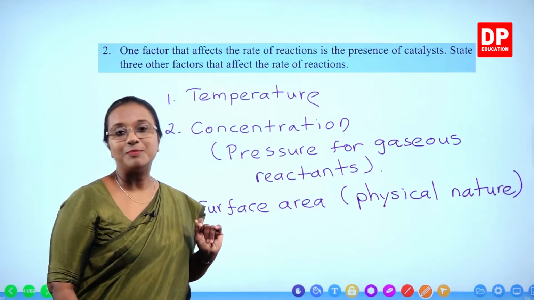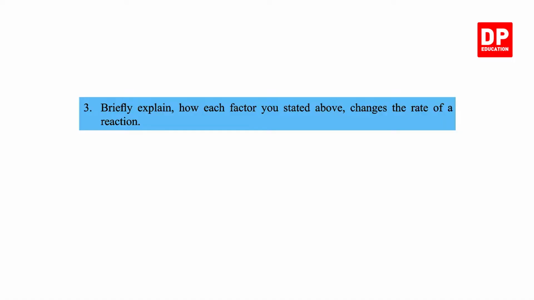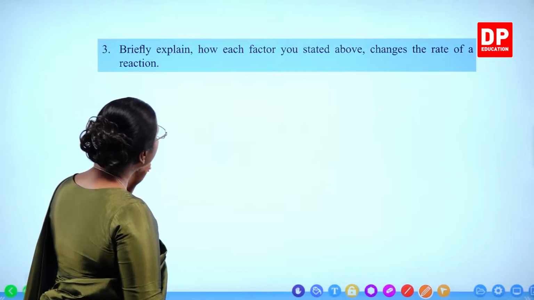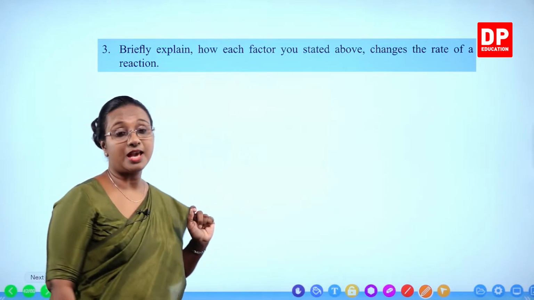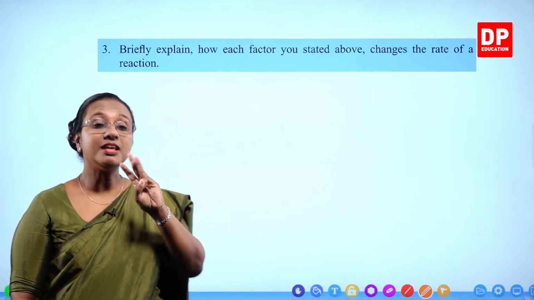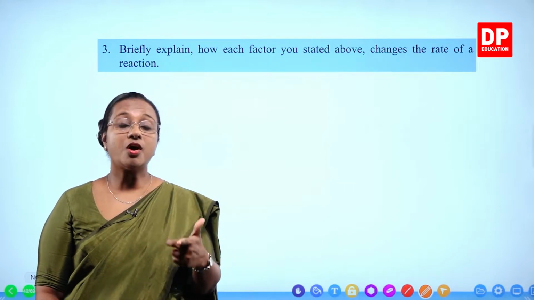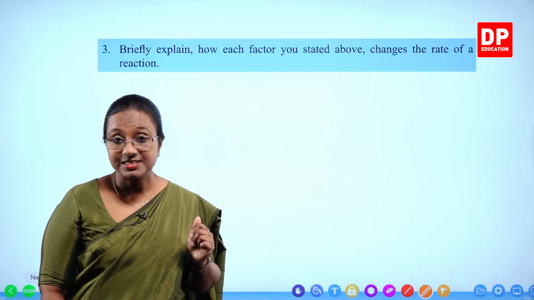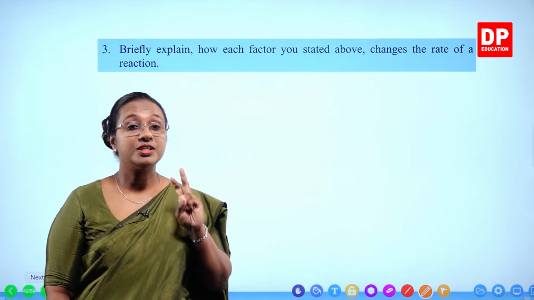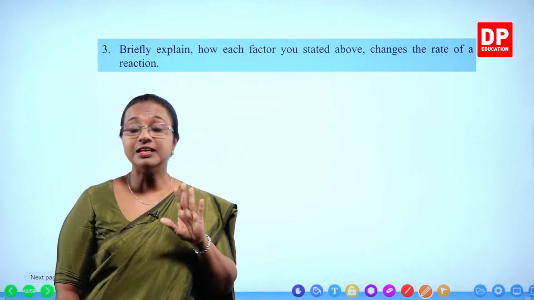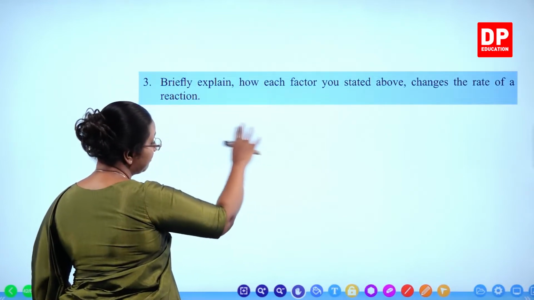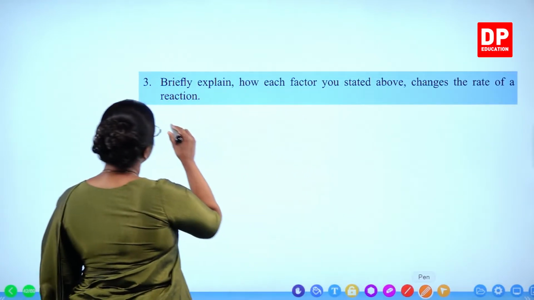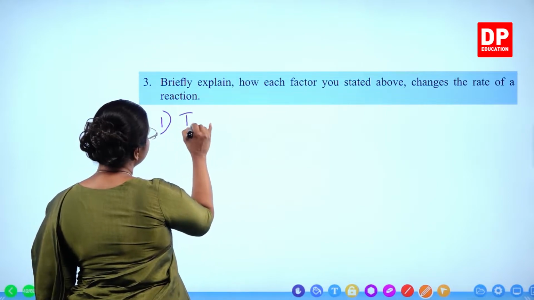With that, students, we'll move on to the next question. Question number 3. Briefly explain how each factor you stated above changes the rate of a reaction. So we stated 3 factors: temperature, concentration and surface area. So the 3 factors, how they affect the rate of reaction. So since I have written it in that order, I will use the same order here. So the first one I wrote was temperature.